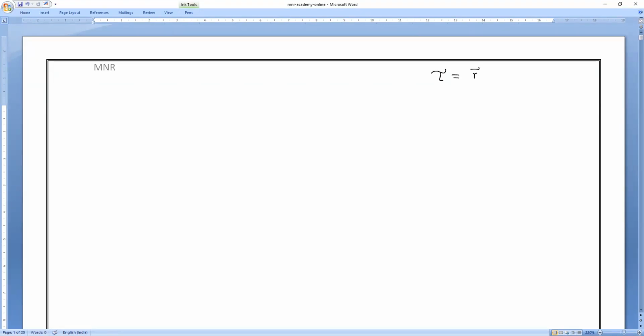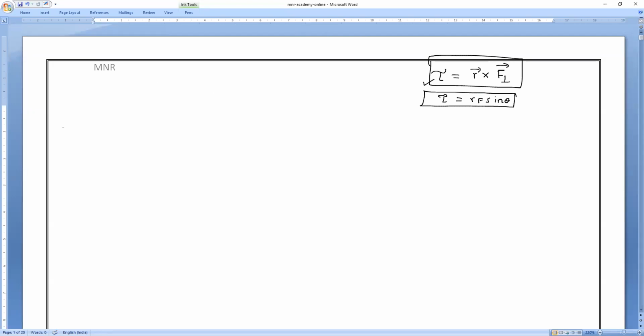Torque is equal to what? Torque equals R cross F, or F perpendicular. Or else we can say torque is equal to R F sin theta. That sin theta we studied in the whole class yesterday. Just remember torque.